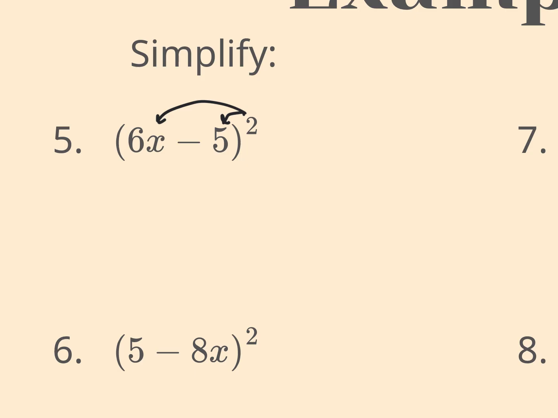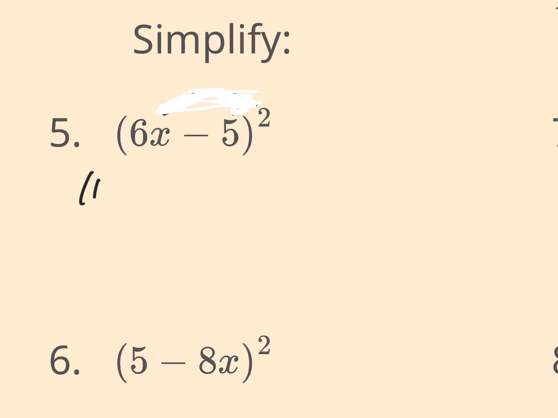Are you allowed to distribute across plus and minus signs? No. That is not what that says. That does not say to distribute that too. When you have something that is raised to the second power, how many times are you multiplying it by itself? Twice. So what this is telling you is to take 6x minus 5 and multiply it by itself.